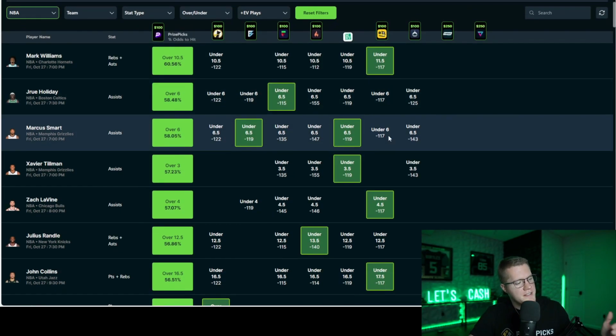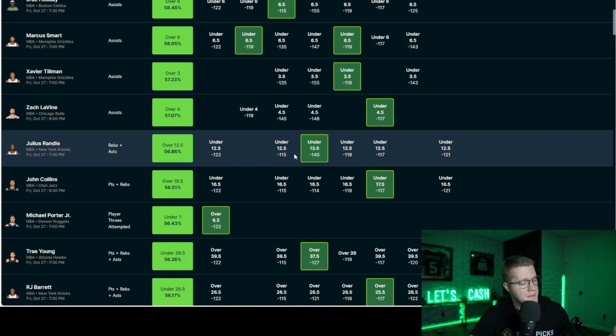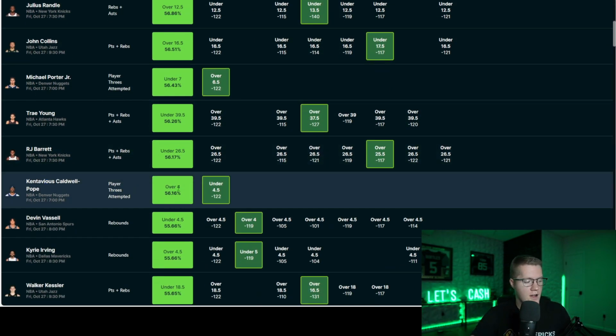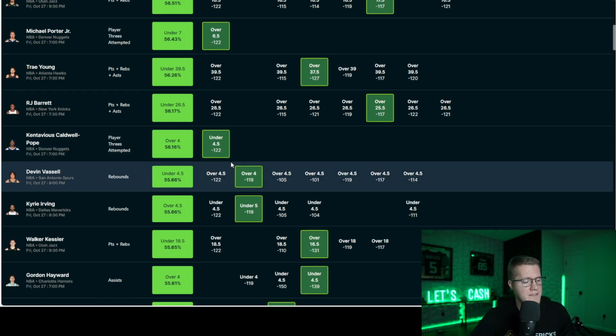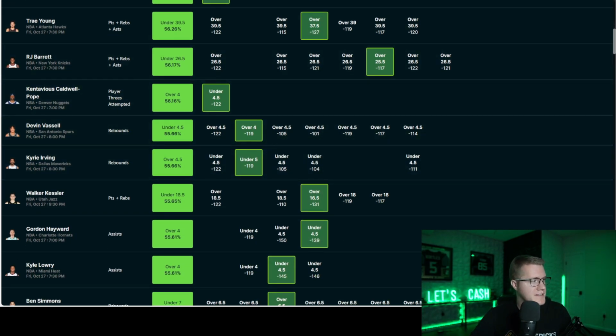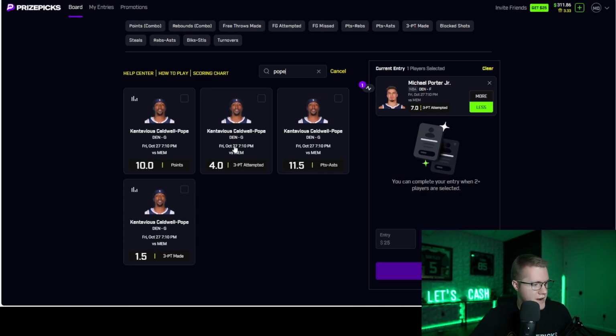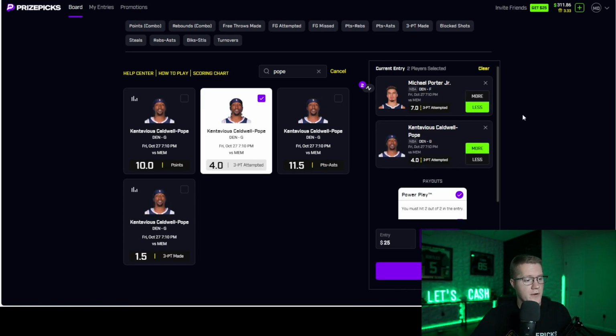And generally, you see a lot of niche markets with an opportunity to middle, just like the one we found here with Michael Porter, and the exact same thing can be said here with Caldwell Pope. It looks like the exact same kind of niche market exists here. Player 3 points attempted, 4 and 4.5. So what we would do here is, again, middle this, heading over and putting this Caldwell Pope prop into a PrizePicks slip because it is higher per that percent odds to hit of 54.26.